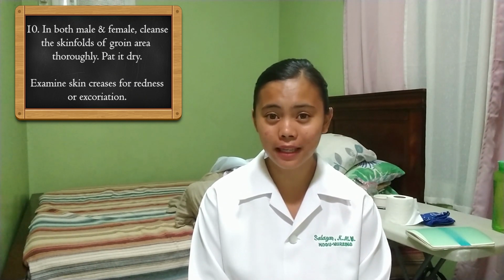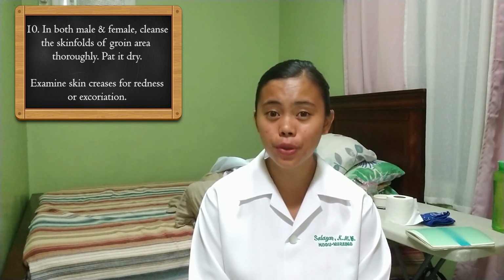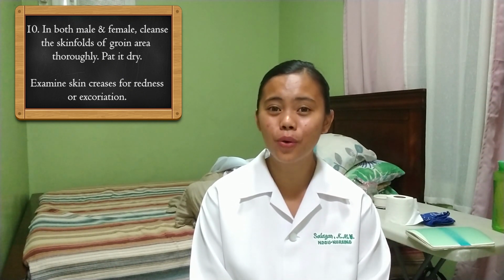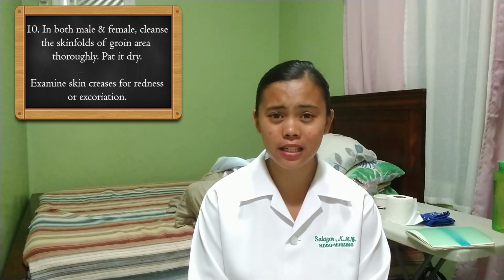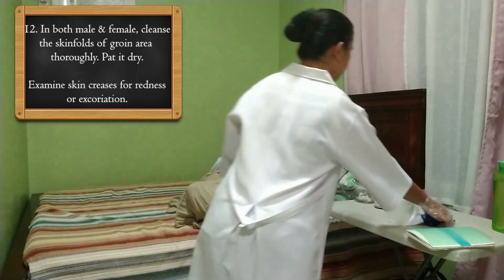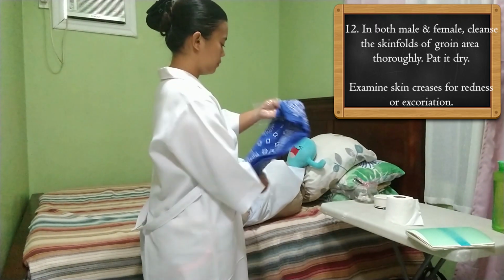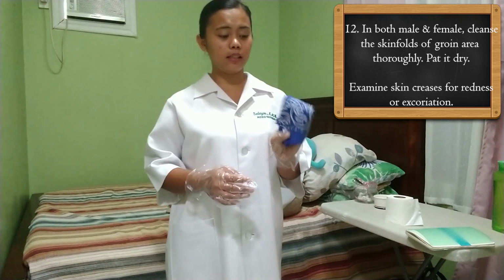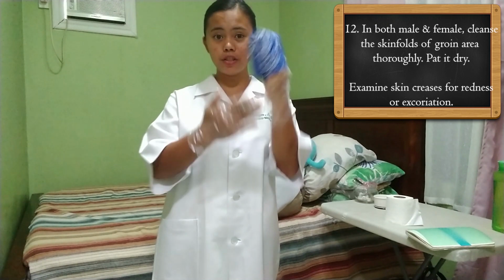In both male and female, we have to cleanse the skin folds thoroughly of the groin area. Also, we have to pat it dry and examine for redness or excoriation. Detecting and preventing excoriation is so important because that is where the moisture would accumulate. Then, the next step is to rinse and pat it dry. That is to prevent injury secondary to maceration. So in using the hand mitt, basically you could use first the front portion, the back portion, and the other side portion.